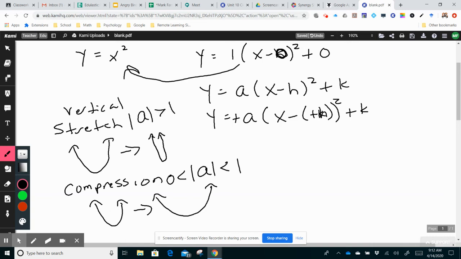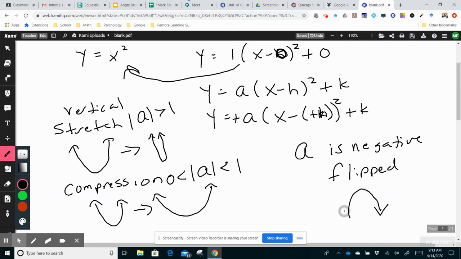So if we have an a value of 2, that would be a stretch, meaning it's getting narrower. And then a compression, let's say we have a half, that means now it's getting wider because you're squishing it, you're compressing it. Now, when a is negative, it doesn't matter if it is a fraction or a whole number, that means we're flipping it. So it's going to go upside down.